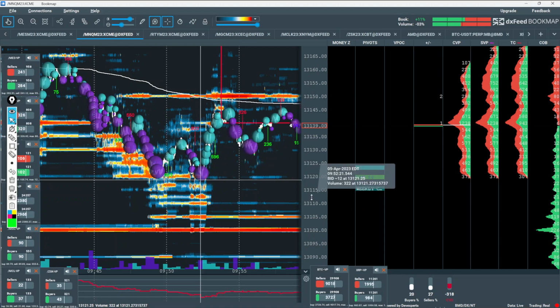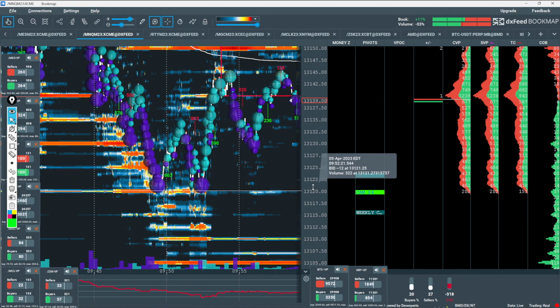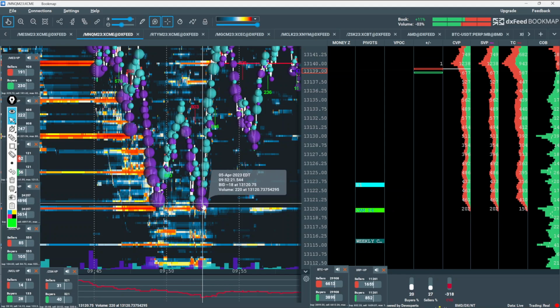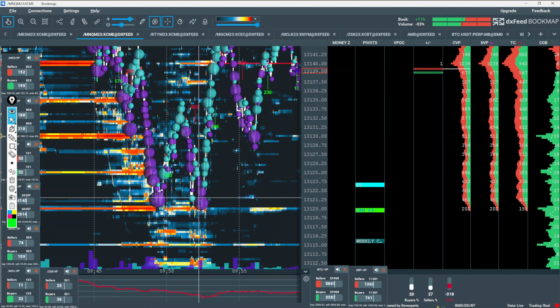Let me just try and open this up a little bit. Right, so exactly at the bottom here where it hit Camarilla S4, well, just above Camarilla S4, that's where I took my profit right there, 13120.75. So it's basically a retest of Camarilla S3 to Camarilla S4 setup, right? So didn't really take any big size.